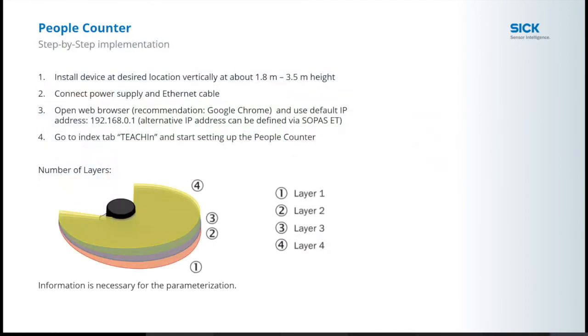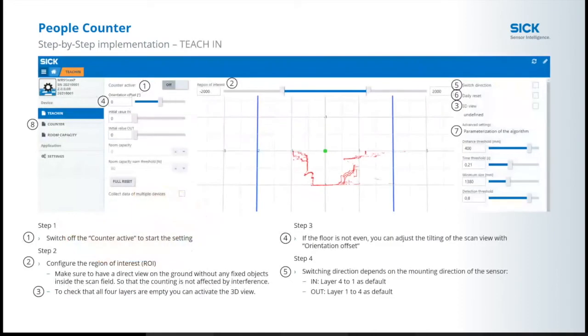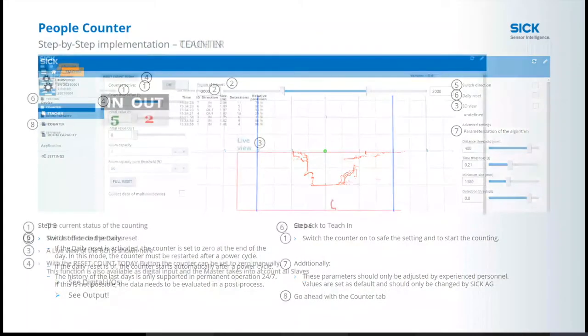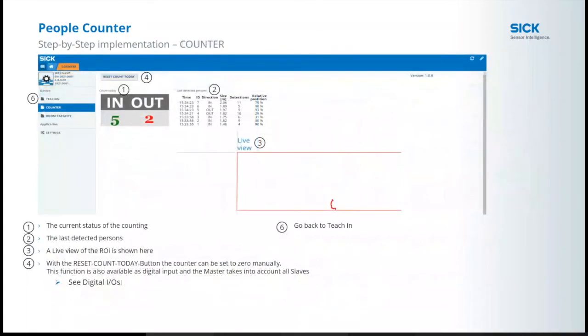So I kind of already went through this, but essentially to set it up, you mount it in place, you connect the power supply and the Ethernet, and then you go to the Teach-In tab and just start setting it up. There's a walkthrough here, which I've already gone through, but it's available if you need to set this up on site. And the counter information as well. There's really, like I said earlier, there's really nothing you necessarily need to configure here.